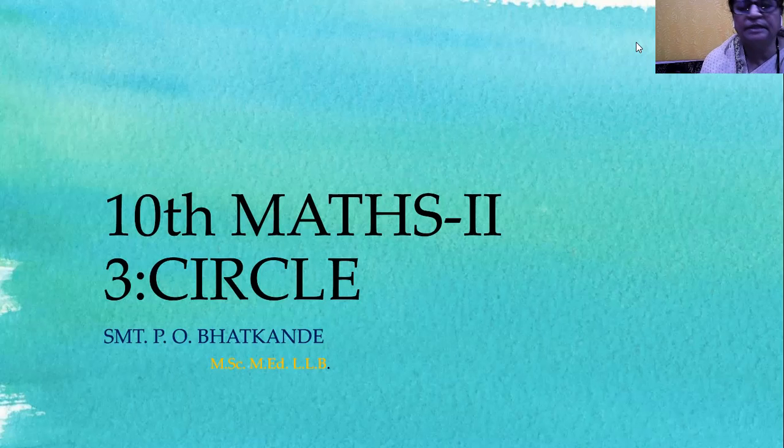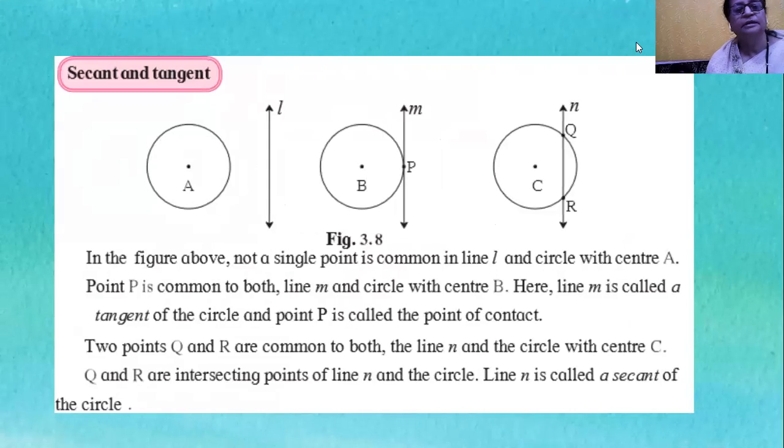We have studied the circle. In this, we are going to take more information about a circle. In this figure, you see that A is the center of the circle and L is a line. There is no common point between the circle and the line.